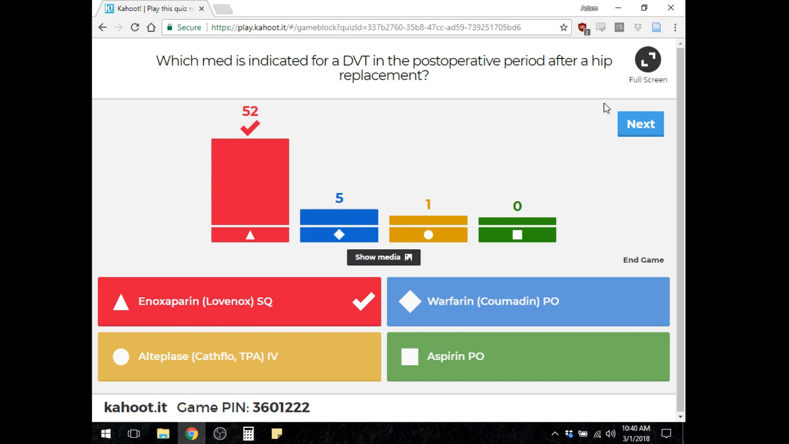But actually this question could be updated, because I'll probably update this more as more studies are being done. A lot of the newer oral anticoagulants, as I mentioned before, are starting to be used in place of things like enoxaparin, where you can use things like apixaban or rivaroxaban and just start patients on that orally as a treatment. So they're starting to find some equally efficacious effects there.